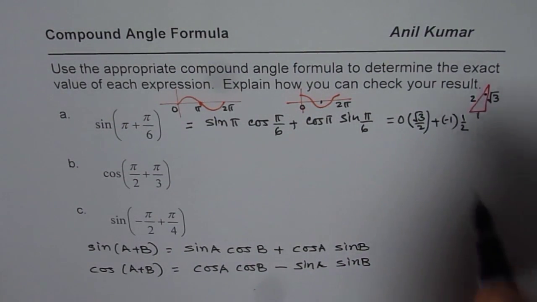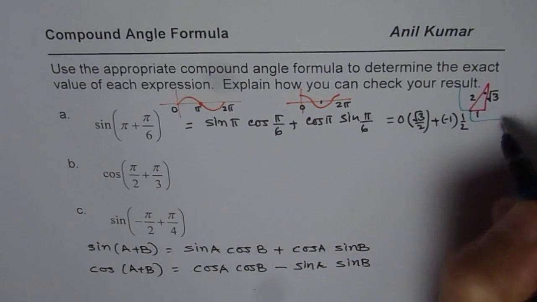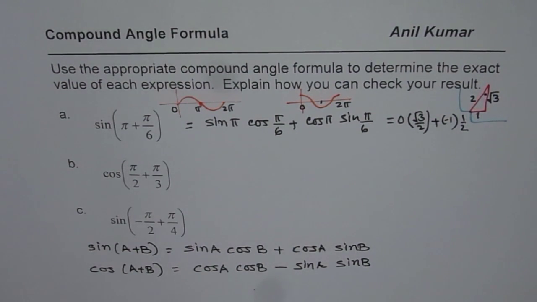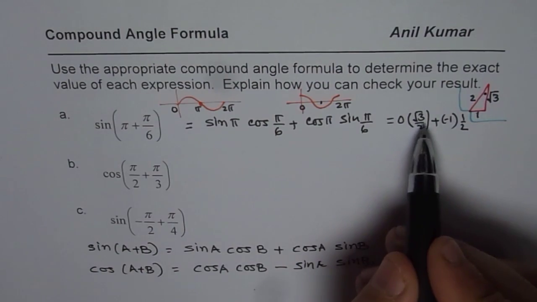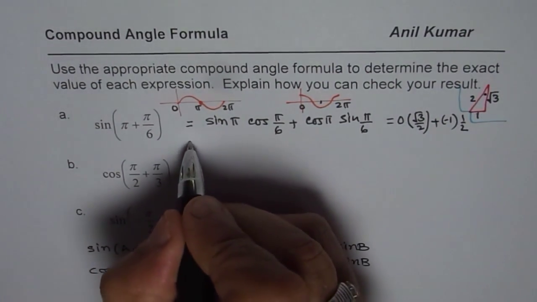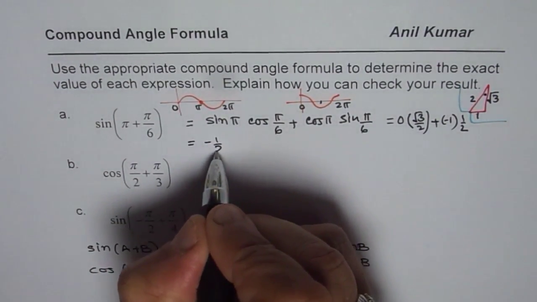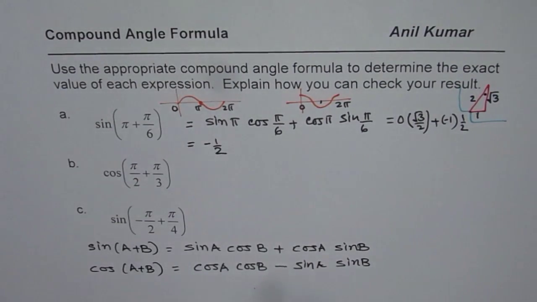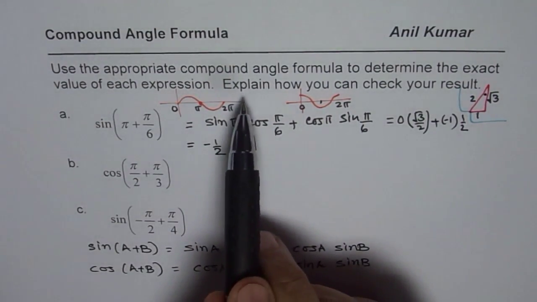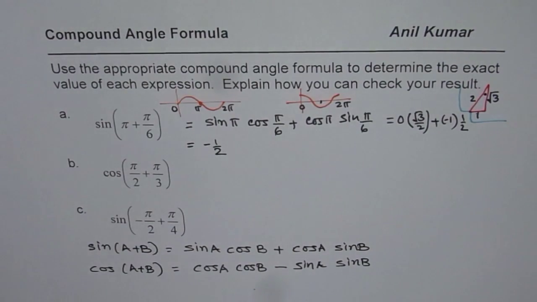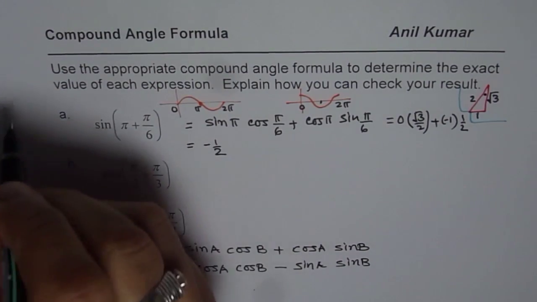Now let me just separate this out. 0 times anything is 0. You're left with minus half. So what you get here is minus half. So that is how you can do it. Now the second part to this question is explain how you can check your result. Now there are so many ways to check this result. Let me explain you a couple of ways.